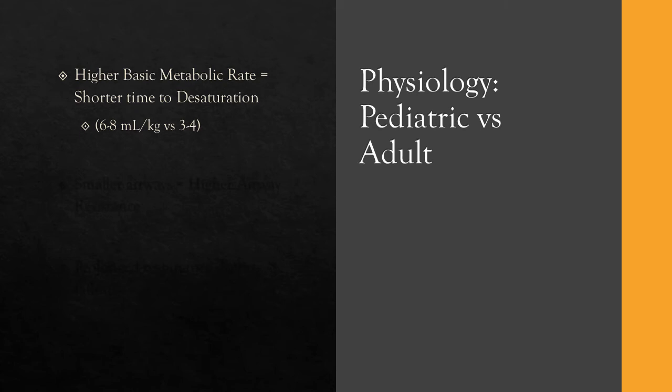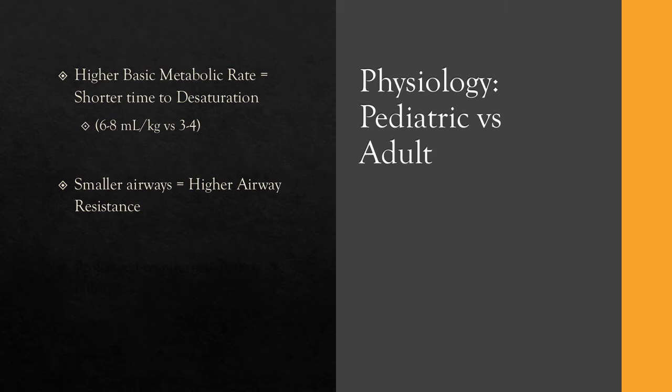Oxygen consumption in an infant is twice that of an adult on a per kilogram basis. As you can see here, in an adult, it tends to be 6 to 8 milliliters per kilogram versus 3 to 4 milliliters per kilogram in a child. Once pediatric patients become apneic, they desaturate much more quickly.